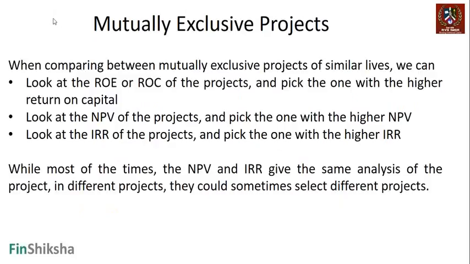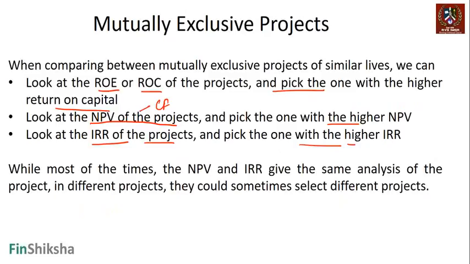Now, what do you do if you have mutually exclusive projects and you're comparing them? So you could ideally look at the return on equity or return on capital of the projects and pick the one with the highest return on capital, the one we used with respect to the accounting earnings, and try and find out whichever one of those has the highest accounting earnings. We use that and we go ahead with that analysis. We could look at the NPV of projects, which will work on cash flows, and pick the one with the highest NPV. Or we could look at the IRR of the projects and pick the one with the highest IRR.